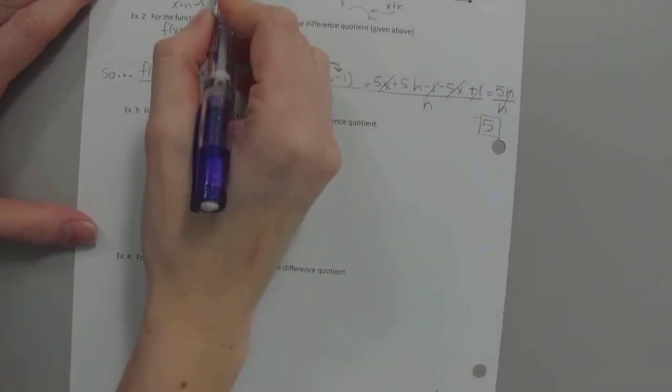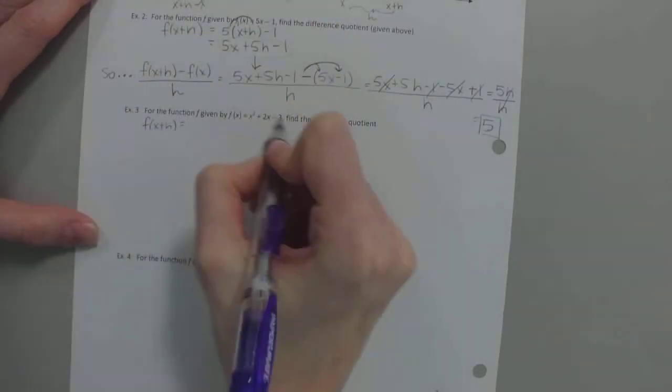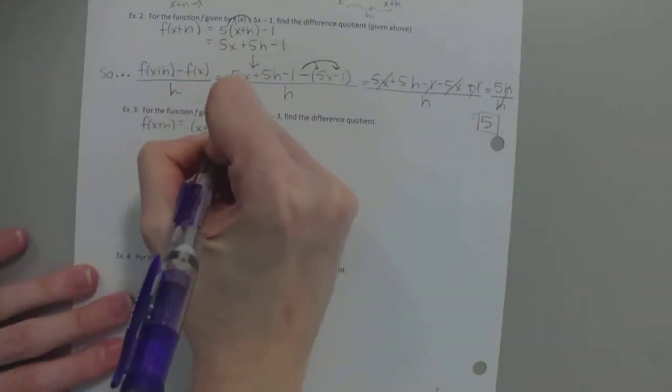And then once we get the answer, I'm going to point out where you can kind of see it in your original function, just like we can see 5 in our original. So right here, we know f of x, we know h, we have to find f of x plus h.